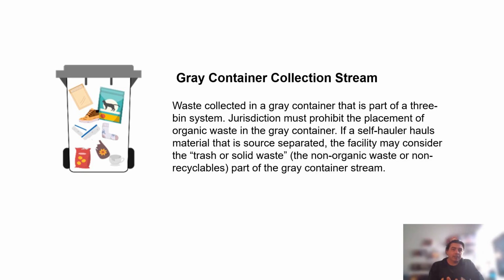As for the gray container collection stream, this stream is part of a three container collection service where that jurisdiction prohibits the placement of organic waste. So to help distinguish between this stream and a mixed waste stream, keep in mind what the jurisdiction allows. If they allow organics to go in that container, then consider it mixed waste, but if they prohibit organics, then consider it gray container. And another thing to keep in mind is that any self-hauled material, such as trash or other solid waste, that is coming in source separated, operators can actually consider that part of the gray container stream in terms of classifying and overall what measurements may be required.